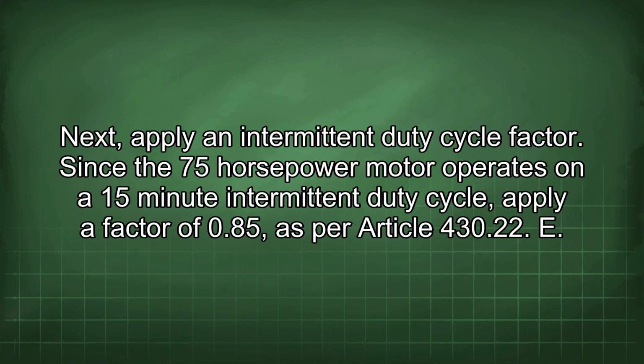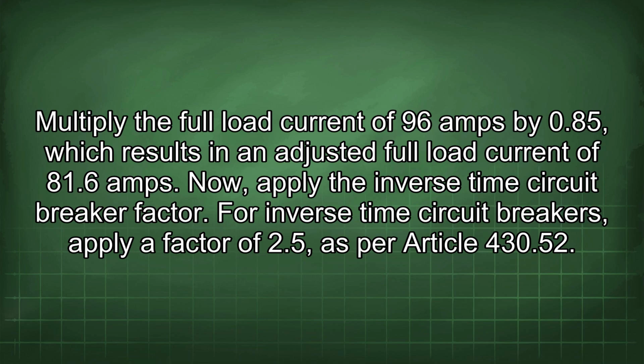Next, apply an intermittent duty cycle factor. Since the 75 horsepower motor operates on a 15-minute intermittent duty cycle, apply a factor of 0.85 as per Article 430.22(A). Multiply the full load current of 96 amps by 0.85, which results in an adjusted full load current of 81.6 amps. Now, apply the inverse time circuit breaker factor.